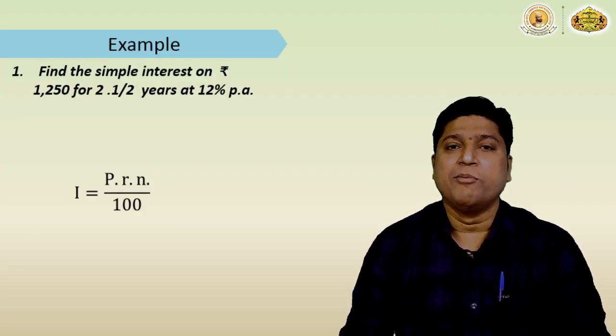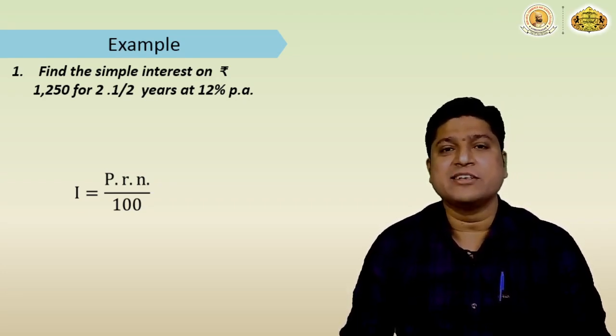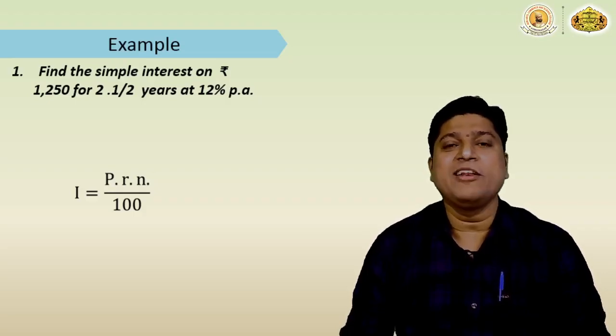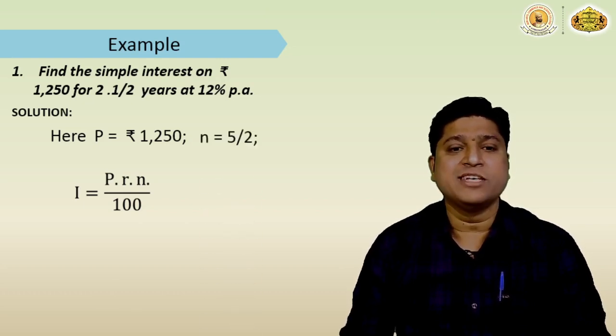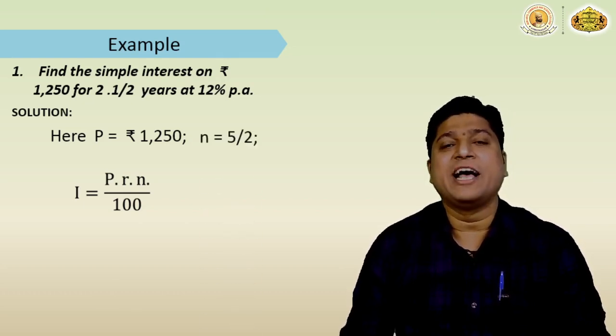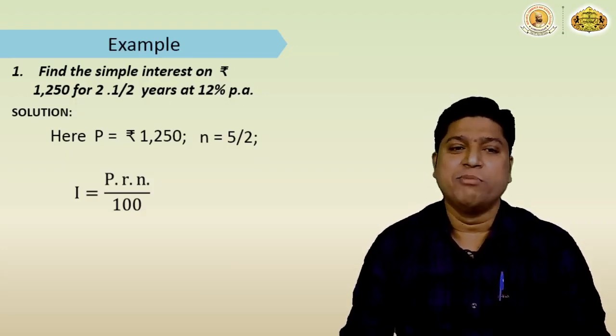12% per annum. My dear students, here they have asked us to find a simple interest. And just now we have studied that simple interest is denoted by letter capital I. So we have to find in this problem I, that is simple interest. Here in this problem they have given us P, that is sum borrowed, and that sum borrowed is rupees 1250. They have also given us the period for which the sum has been borrowed, that is n is equal to 2.5, which is represented by 5/2.